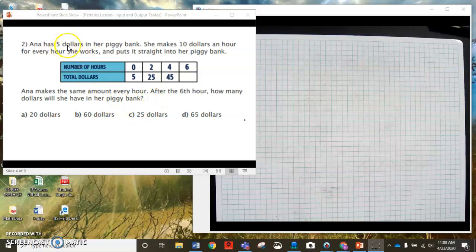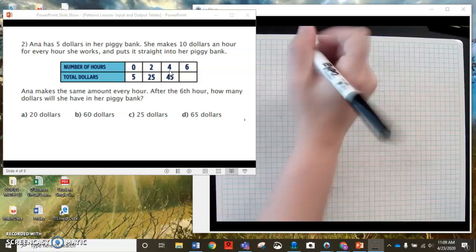So because she started with $5 in her bank before working any hours this week, it means that even when she had no hours worked, she already had $5 in her piggy bank. After she worked 2 hours, making $10 an hour, that's $20, plus the 5 that she already had in her piggy bank gives her 25. So the rule here would be that we multiply the input times 10 and then add 5.